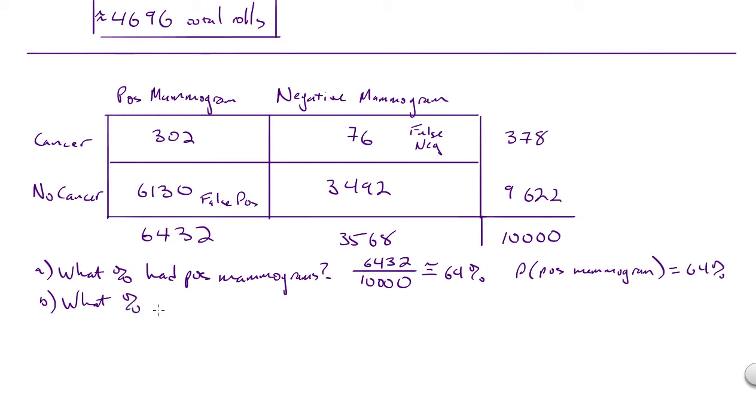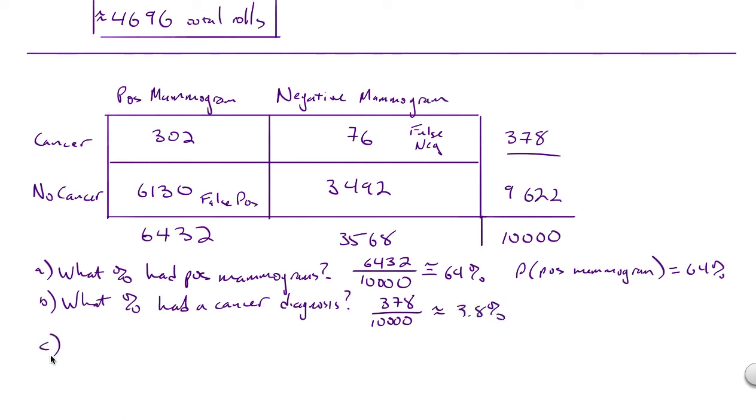So another question: what percent ultimately had a cancer diagnosis? Well, how many people had cancer in this? 378 out of a total of 10,000 again. And again, that's about equal to 3.8%.